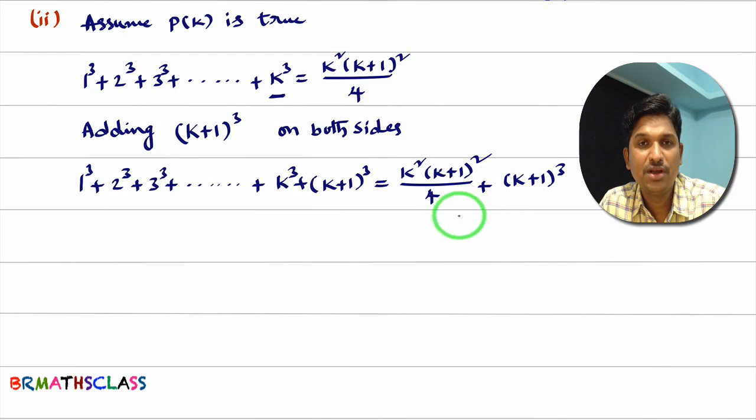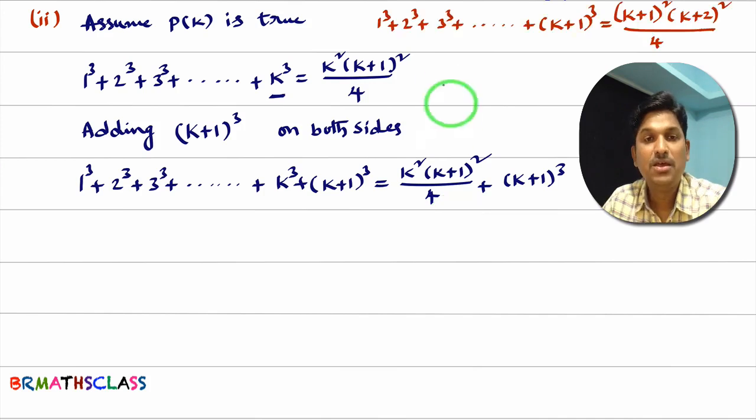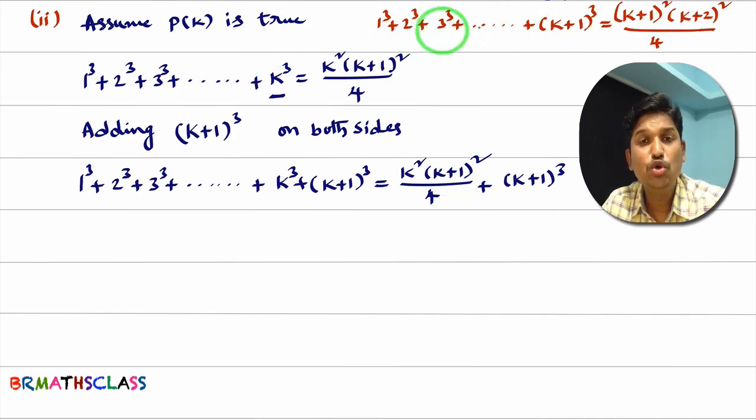Actually, what are we trying for? By assuming p of k is true, we are trying to prove that p of k plus 1 is true. You see here, this is p of k plus 1. How did you get p of k plus 1? In p of k, in place of k, if you write k plus 1, you can identify what p of k plus 1 is. After adding this particular term on both sides, whatever you got here will be the LHS of p of k plus 1. What is our intention now? By simplifying this part, we are trying to get the RHS of p of k plus 1. That means we are trying to get this one. So you just start simplifying this.